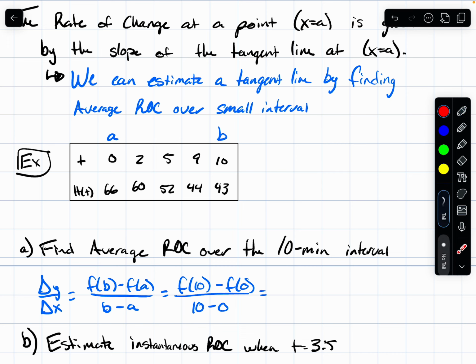Now, for f of 10, what I've got to look at is the function value at 10. So that's 43. I'm next going to look at f of 0, which is the function value at 0, so 66, over 10 minus 0. 43 minus 66 is going to be negative 23 over 10. So my average rate of change over that interval is negative 23 over 10.